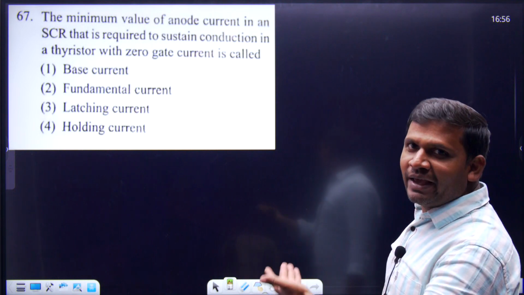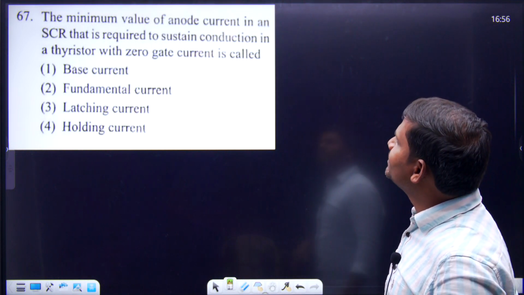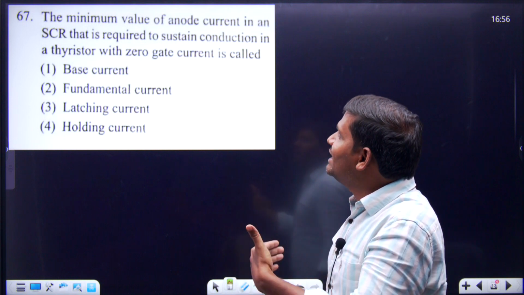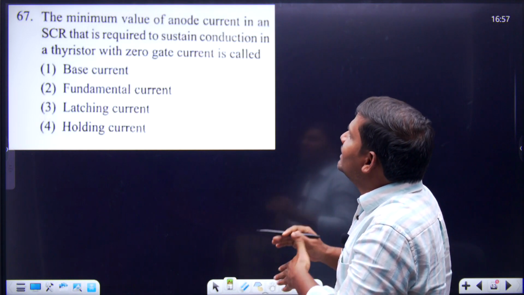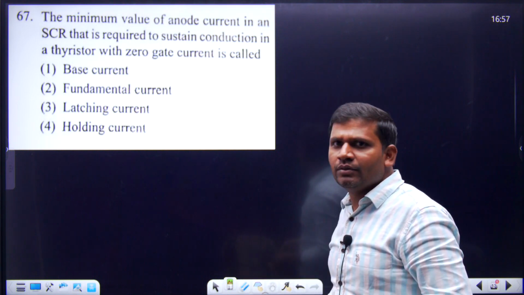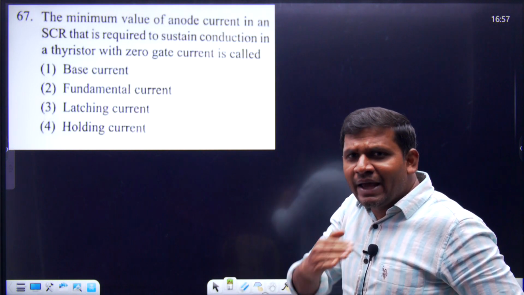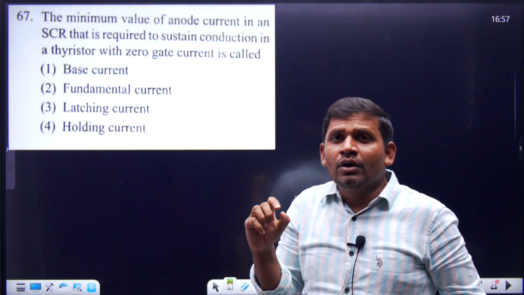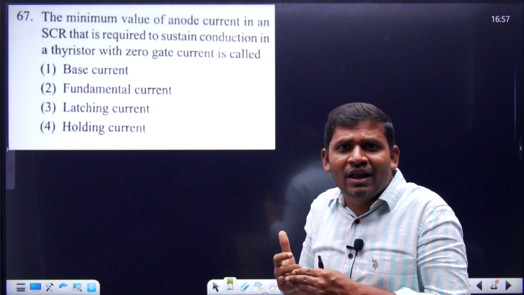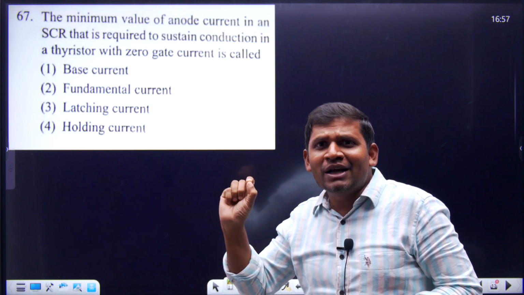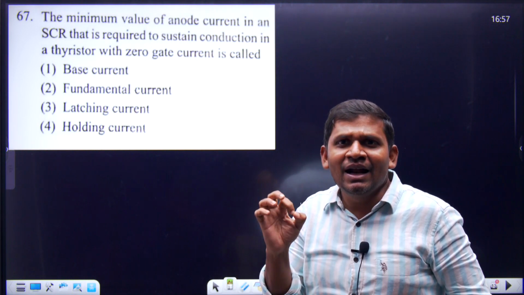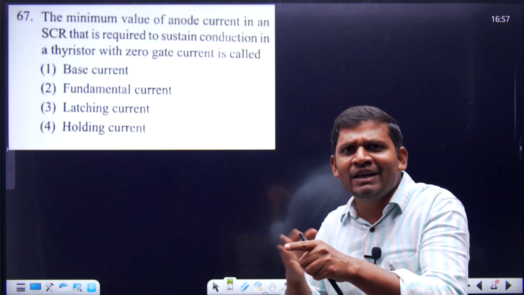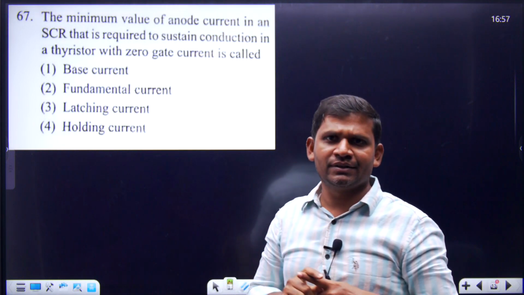This is the SCR question based on latching and holding currents. This is a static VI characteristics question. The minimum value of anode current in an SCR that is required to sustain conduction in the thyristor with zero gate current is called. Even though the gate is removed, the SCR must continuously conduct. You know this, friends? At the time of removing the gate signal, the anode current through the SCR must reach a minimum value of current. That current is called latching current. After reaching the latching current, even though the gate is removed, the SCR continues to conduct.